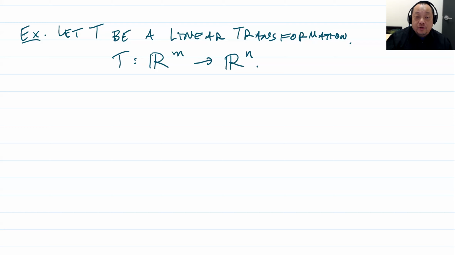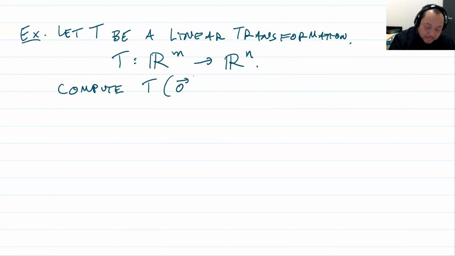Let T be a linear transformation, T going from some Rm Euclidean space to Rn Euclidean space. The question is, compute T of the zero vector. I think you're able to answer this question on your own, or at least try.